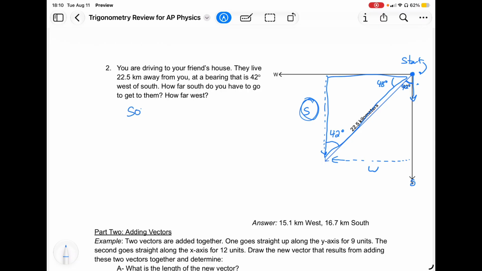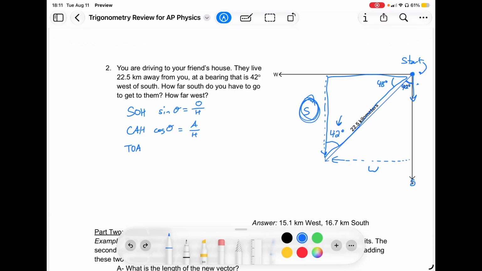And so if we go and look at SOHCAHTOA, we have 2 options. We can use the sine of our angle or the cosine of our angle. It doesn't matter which one we use. I'm going to use the 42 degrees since that's what we were given. So at 42 degrees, since that's the bearing that we were given, south is our adjacent side, and so we want to use our cosine. So the cosine of our angle equals the southern side divided by the hypotenuse.